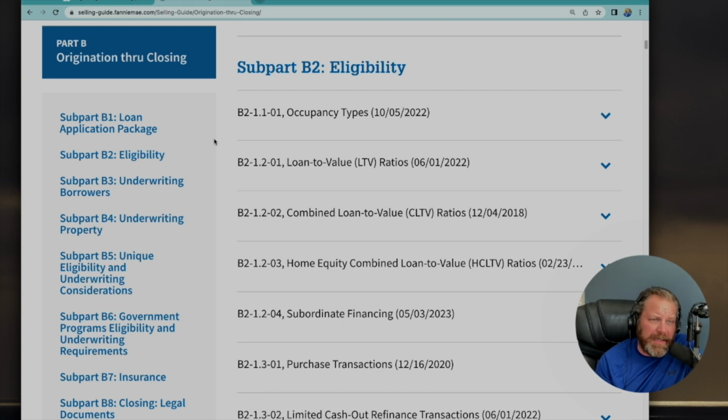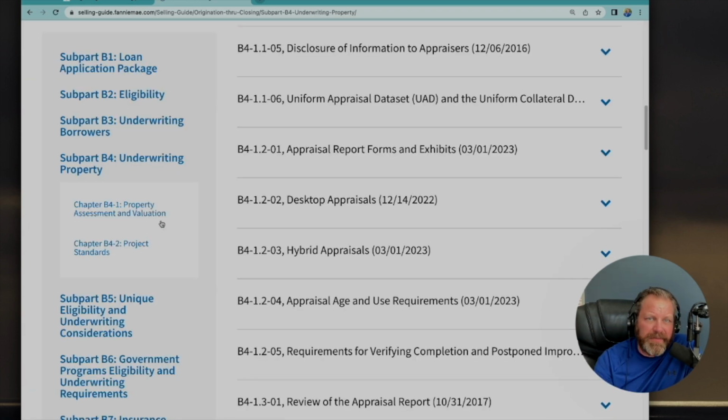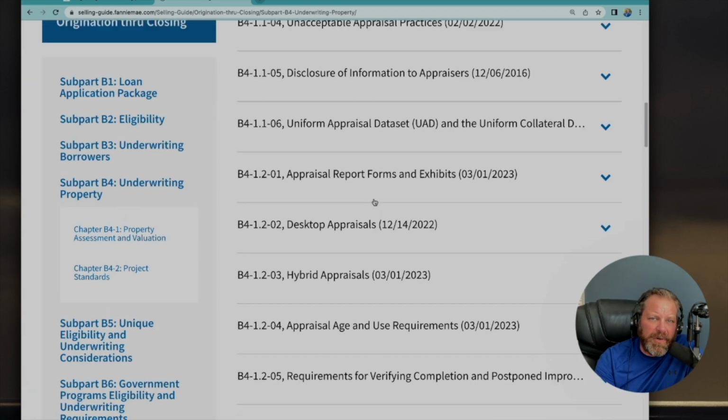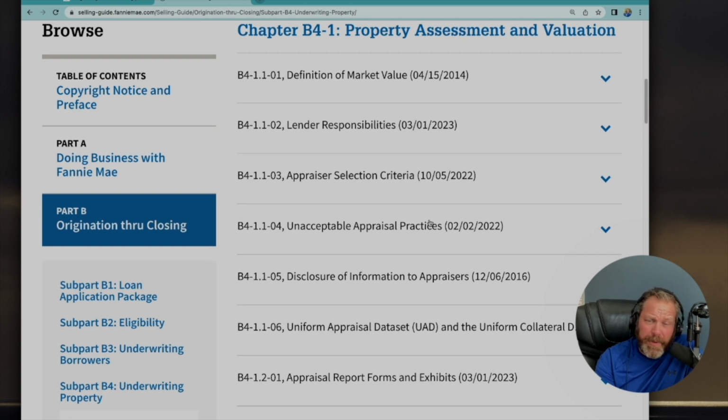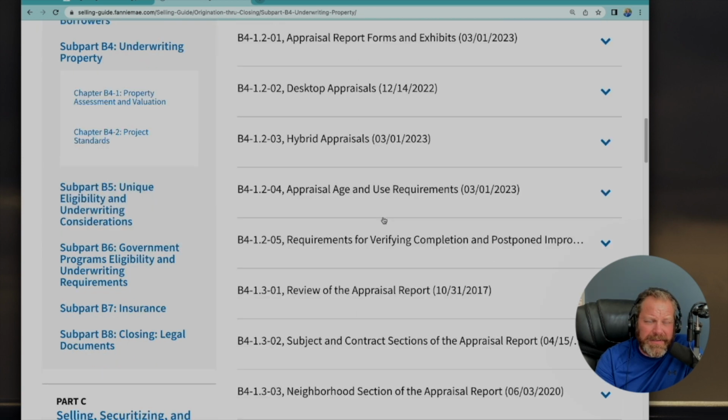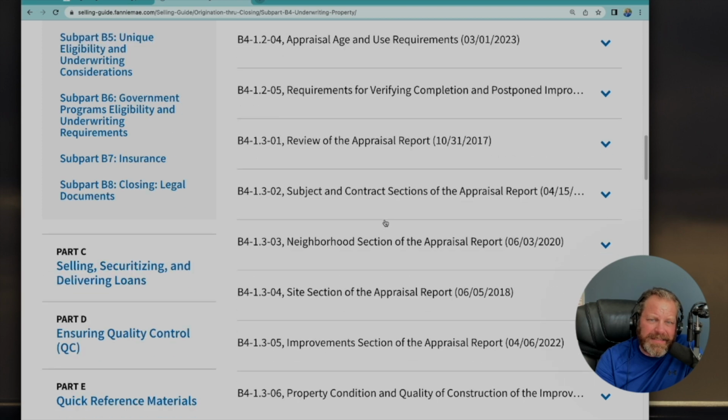So now we're in Part B, and in particular, here's the loan package application, eligibility, underwriting the property, unique eligibility. Underwriting the property. That's what we want. That's where you're going to find appraisal stuff. So from this part, there's a whole bunch of stuff here, and I encourage you to get to know Chapter B4. B4, here's unacceptable appraisal practice. Probably ought to take a minute to look at that. There's a lot of stuff here.